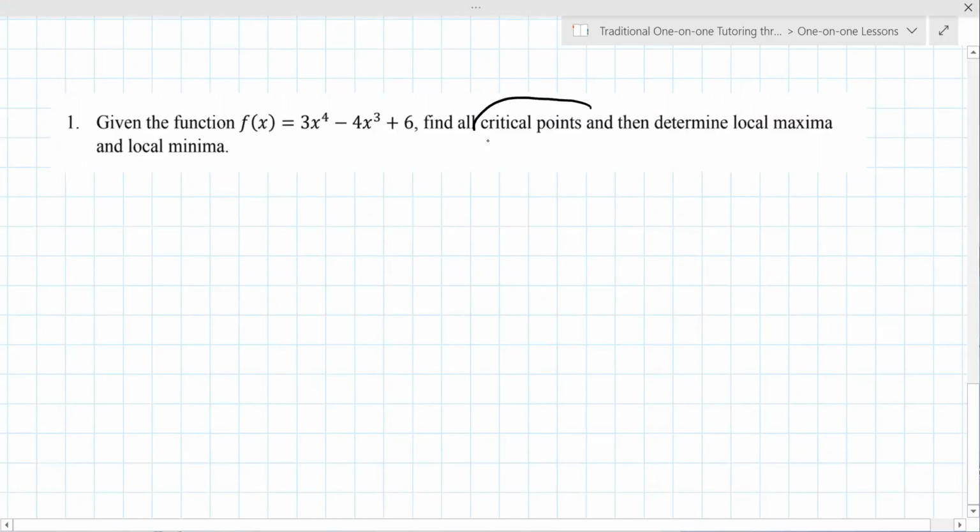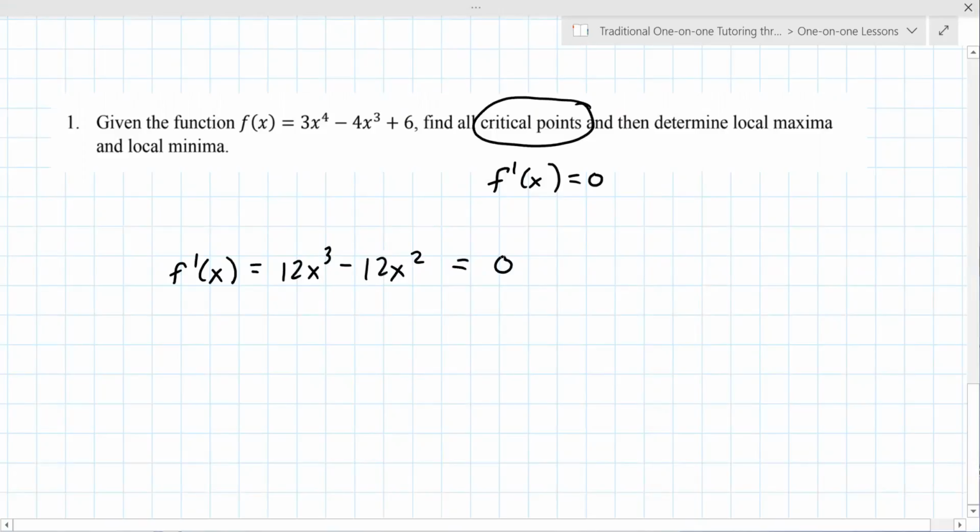And it asks for critical points, and you're supposed to say, oh, that's derivative equal to 0. So let's take the derivative of this function. It's power rule. It's 12x cubed, 12x squared, and 0. And you set it equal to 0.